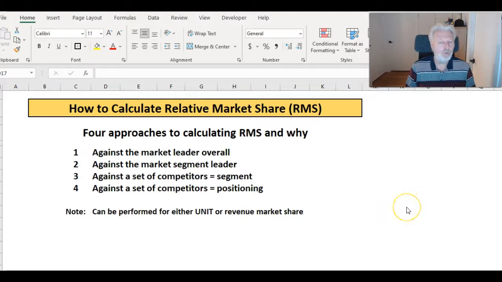The 4 approaches we're going to have a look at. The first is the traditional approach to relative market share, which is simply looking at the market leader. The second approach is looking at a segment leader, then a set of competitors, and then finally a set of competitors using positioning. This could be direct and indirect competitors. Here we're just going to look at our direct competitors.